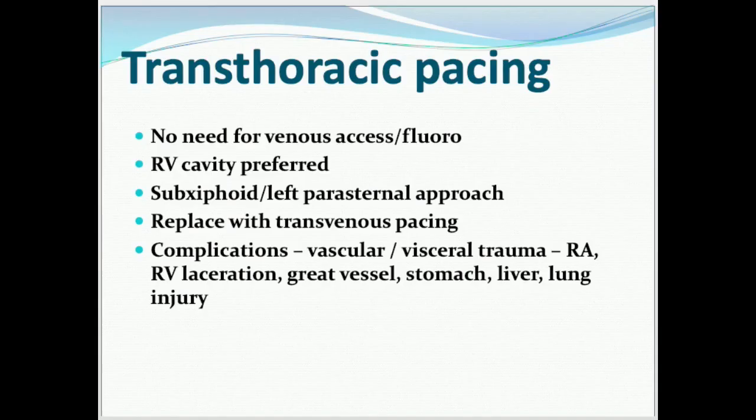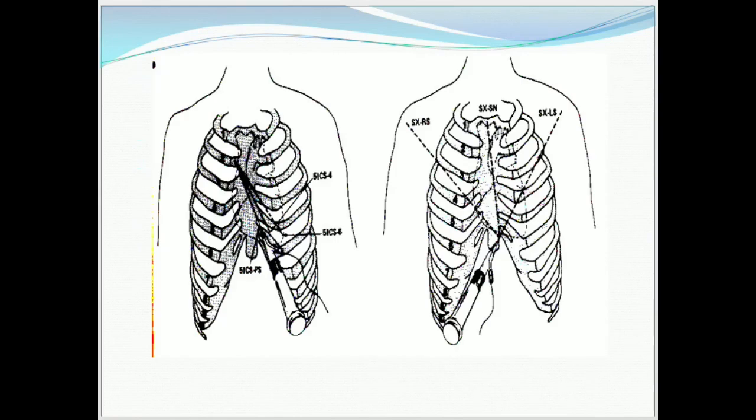For this approach, the RV cavity is perforated and accessed by the subxiphoid or left parasternal approach. The complications of transthoracic pacing include vascular or visceral trauma, right atrium or RV laceration, great vessel rupture, and stomach, liver, and lung injuries. This image shows the subxiphoid approach to access the right ventricular cavity.